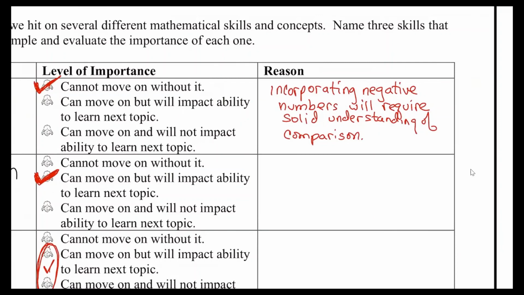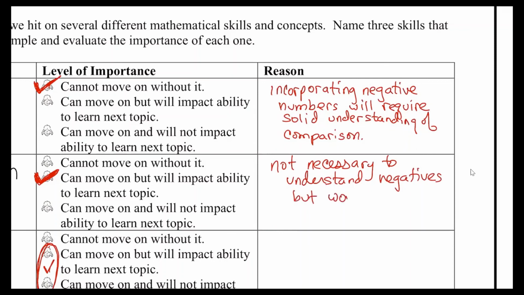And again, you could come up with rationales for just about anything. Your rationale could take any form. The fact is that you should be trying to really consider, all right, what's the important stuff in the unit, and what's the stuff that I'm not going to beat to death if it's not that important. It can move on, but will impact the ability to learn the next topic, the number line. So the reason here is it's not necessary to understand negatives, but would be helpful.